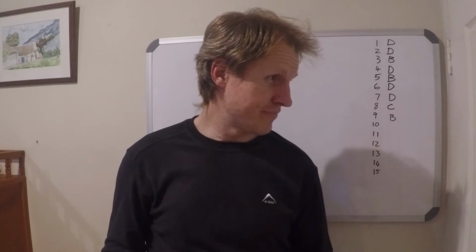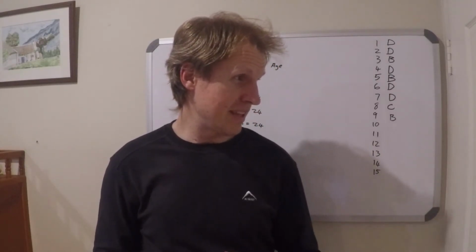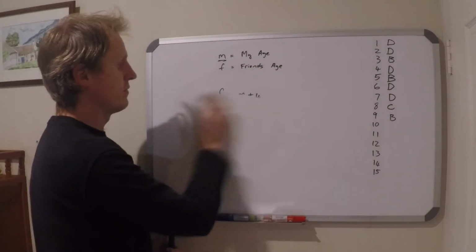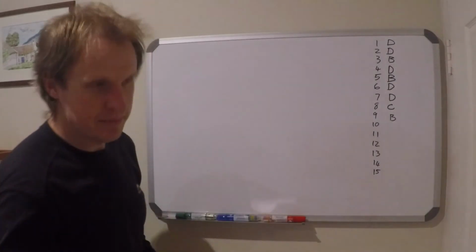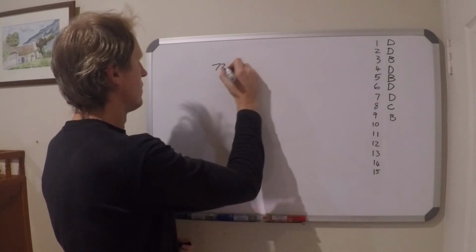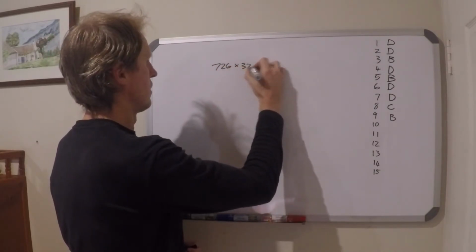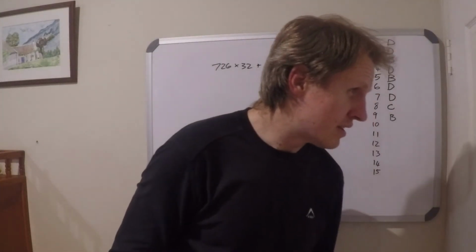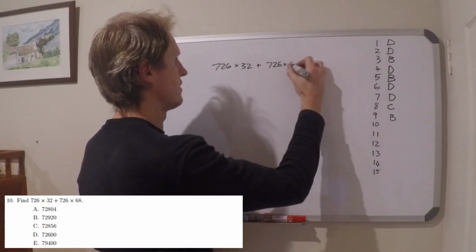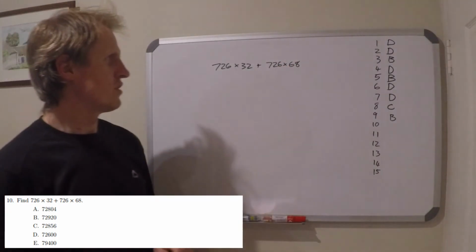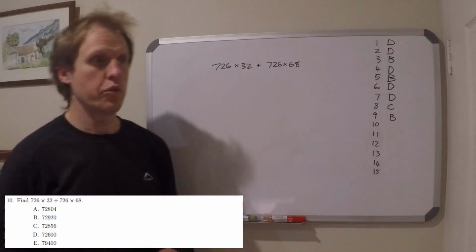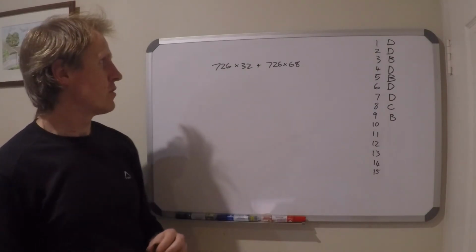Okay, next question. Okay, so this is, again, just find the value for a multiplication sum. So I'm just going to write it down. 726 times 32 plus 726 times 68. Okay, so the first thing to notice here is we've got multiplication and addition, and you must do your operations in the correct order.